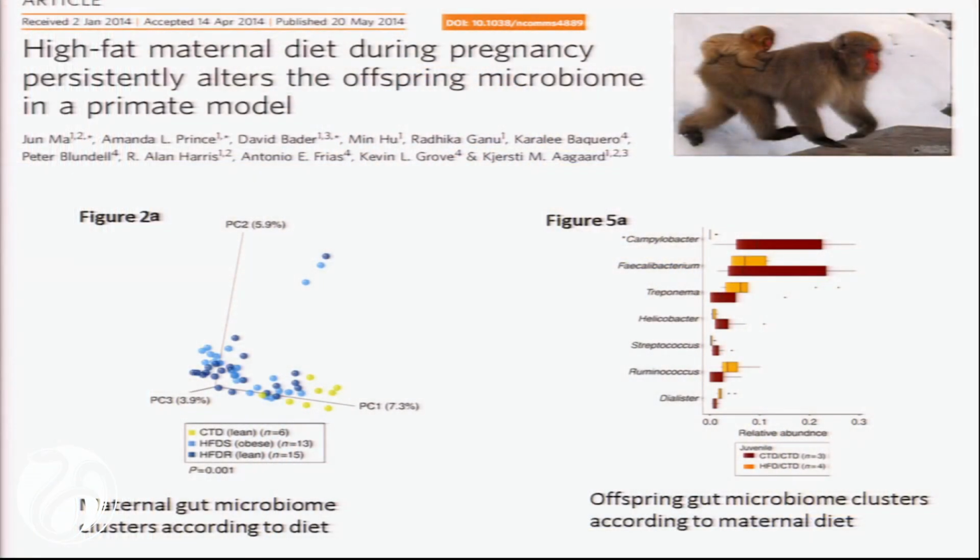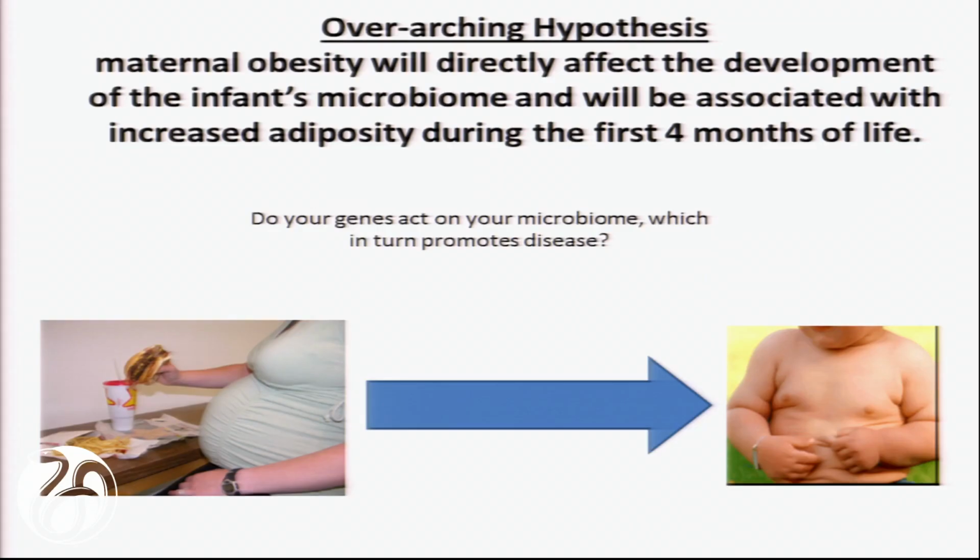This is an example in the primate of what happens. So my colleague Kirsty Aagaard took these animals, as I mentioned, they were fed or exposed to this maternal high-fat diet, then switched to a healthy diet. And what she found was that the maternal diet during pregnancy persistently altered the offspring microbiome, shown down here. Okay, so that even on a healthier diet, you're getting the microbiome from the diet that your mother gave you.